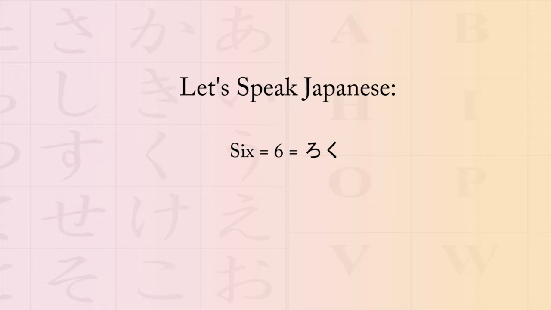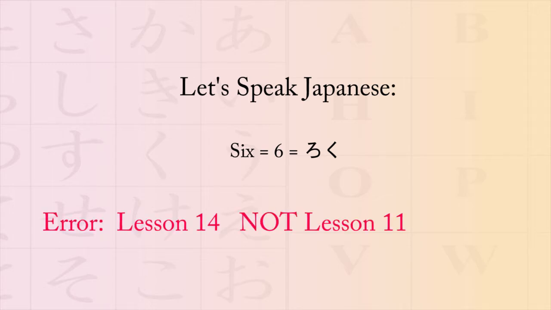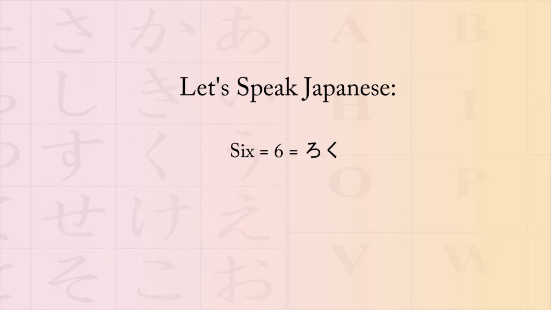Now, if you don't know how to pronounce the letters in ra ri ru re ro and are trying to use R's or L's, then I would suggest that you go back to lesson number 11, where it shows how to properly pronounce those letters in the column. Okay, so in any case, the number 6 is once again roku.